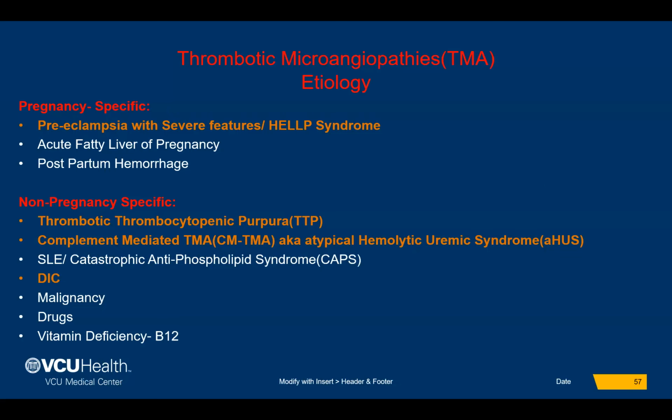So I break down the TMAs as those that are specific to pregnancy and those that are seen in non-pregnant women as well. So pregnancy-specific ones are preeclampsia, HELLP syndrome, which we think of as a continuum, acute fatty liver of pregnancy, and severe postpartum hemorrhage. And non-pregnancy-specific ones are TTP, complement-mediated TMA, which we used to call atypical HUS, SLE and associated catastrophic APS, DIC, and the other causes as were mentioned.